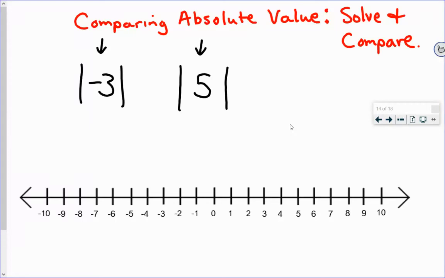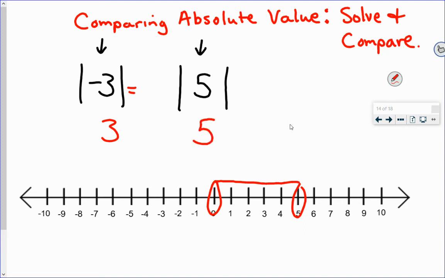Well, the absolute value of -3, we go from 0 to the number on the number line: 1, 2, 3. The answer to that is 3. The absolute value of -3 is 3. Distance from 0 to -3 on the number line is 3. Remember, absolute value distances are going to be positive answers most of the time. Now, how about the absolute value of 5? In other words, how far is it from 0 to 5 on a number line? Well, 1, 2, 3, 4, 5. So the absolute value of 5 is 5.